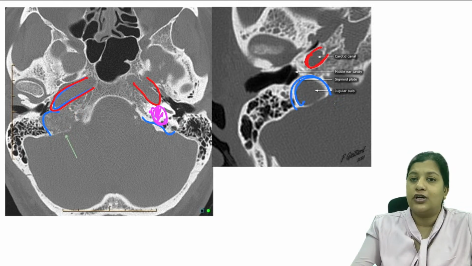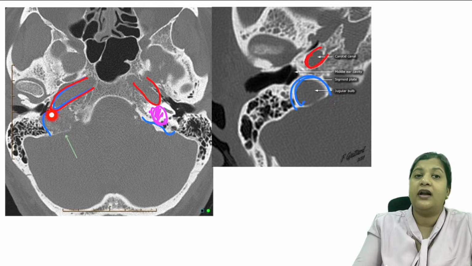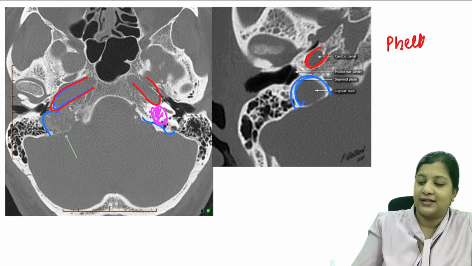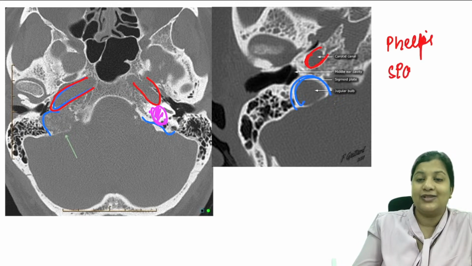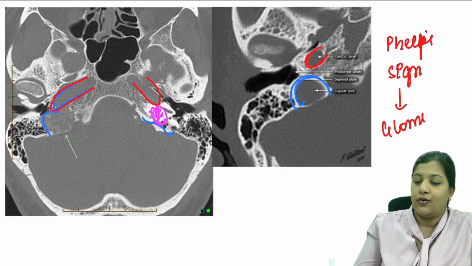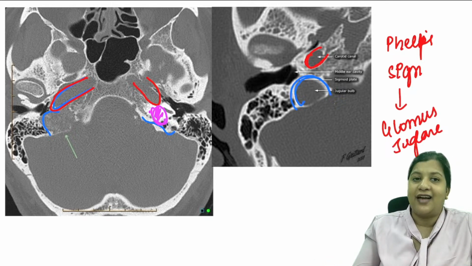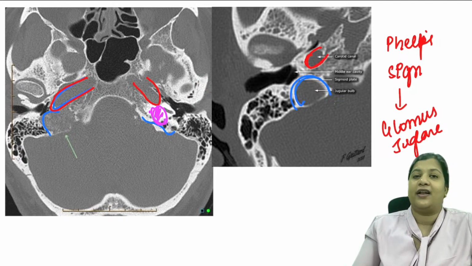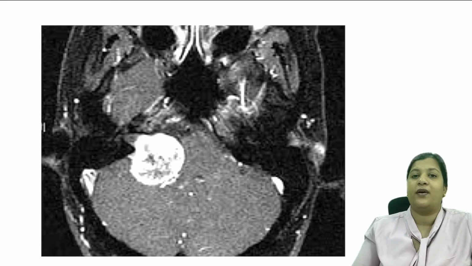Whenever there is erosion of the bone between the carotid and the jugular, we call that sign as, anybody? What is that sign called? That sign is called Phelps sign, which is seen in glomus jugulare. So in patients who have glomus tumor, they can have erosion of the bone that is present between the carotid and the jugular. This piece of bone is eroded. That sign we call Phelps sign. Okay, so I hope everyone got this.